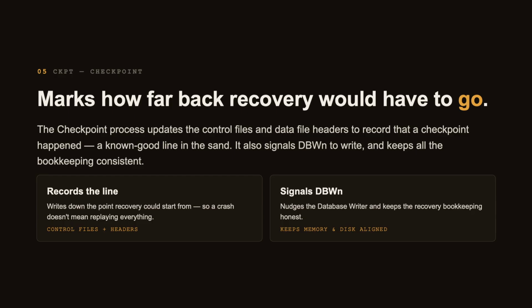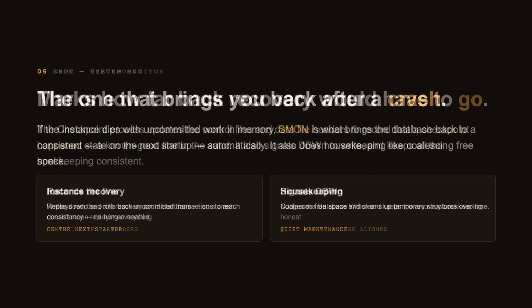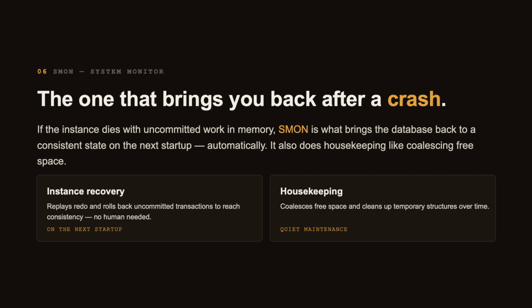Without checkpoints, recovering after a crash might mean replaying an enormous amount of redo. With them, Oracle knows it only has to go back to the last checkpoint. CKPT also signals DBWn to write and keeps all that recovery bookkeeping consistent. Think of CKPT as the process that keeps memory and disk honest about where they stand. Fourth, SMON, the system monitor. This is the hero after a crash.